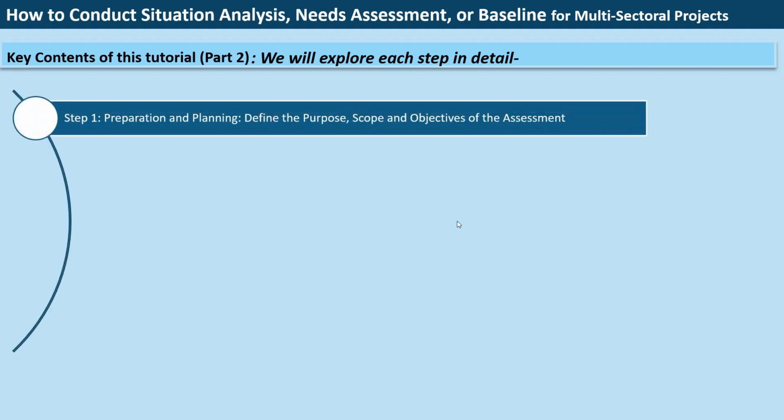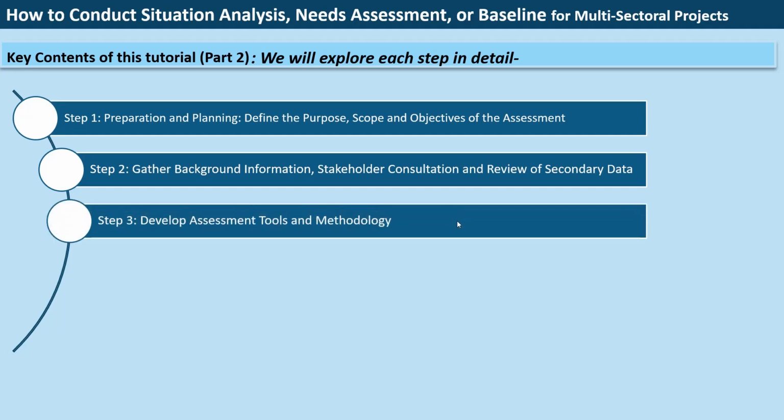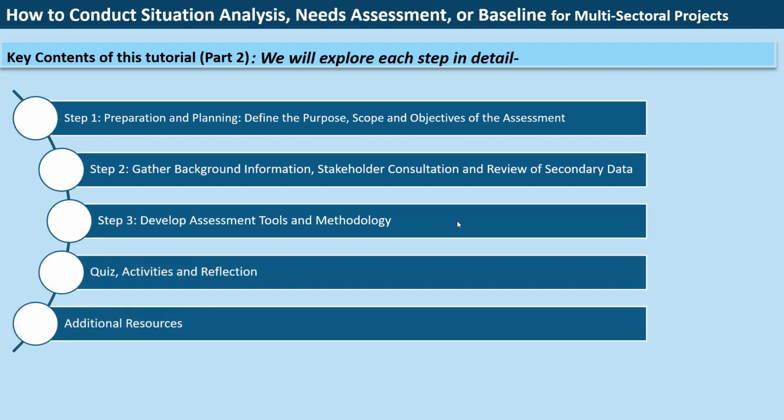Step number 1, preparation and planning, defining the purpose, scope and objectives of the assessment. Step number 2, to gather background information, stakeholder consultation and review of secondary data. Step number 3, to develop assessment tools and methodology, quiz and reflection activity and additional resources.